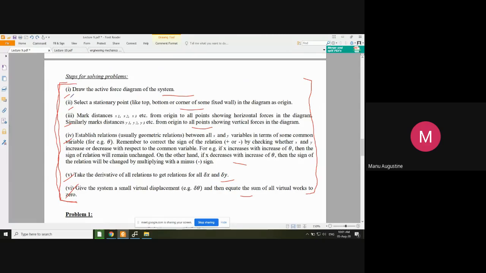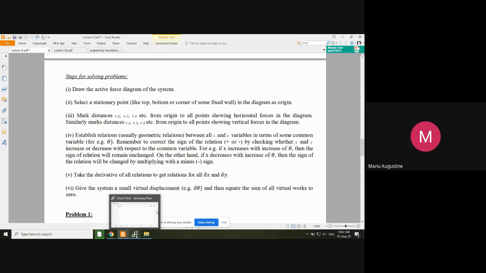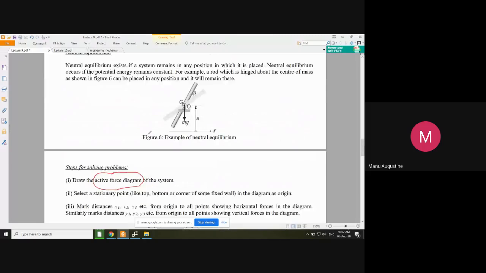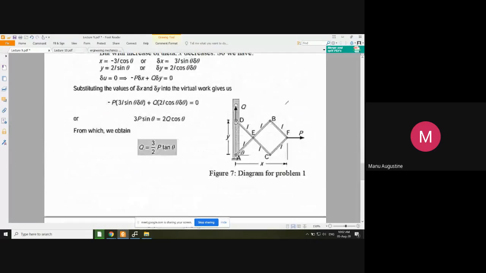Now let us revise, because it has been a little while. Holidays were there and most of you might have forgotten what virtual work was all about. So what you have to do is, for any problem, you have to draw the active force diagram. Okay? Any problem. So the first problem that you encountered was this one.